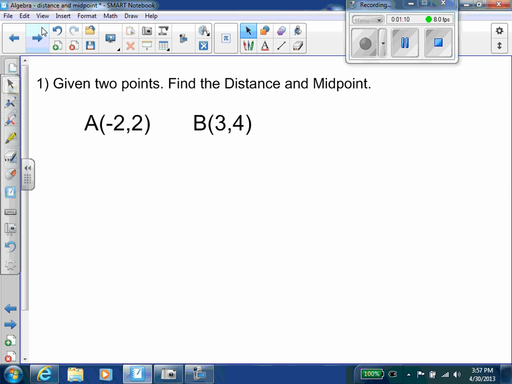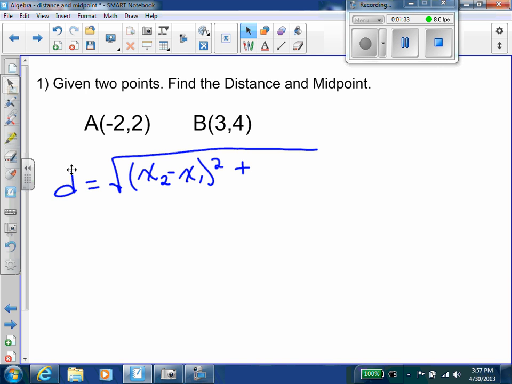Okay, so given these 2 points, let's find the distance. We're going to use our distance formula. So our distance formula is d equals the square root, and I would write a nice big square root, and it's x2 minus x1, and that's all squared, plus y2 minus y1, and that's all squared, and it's all under the radical sign.